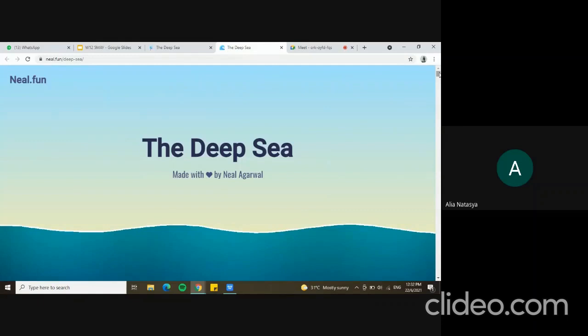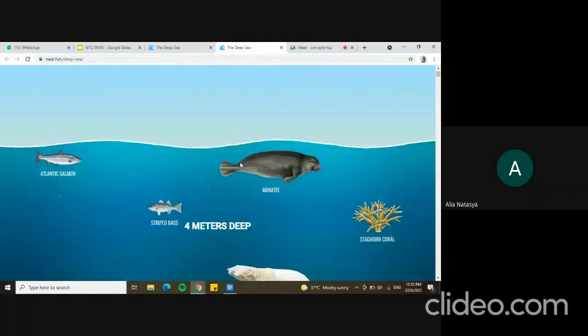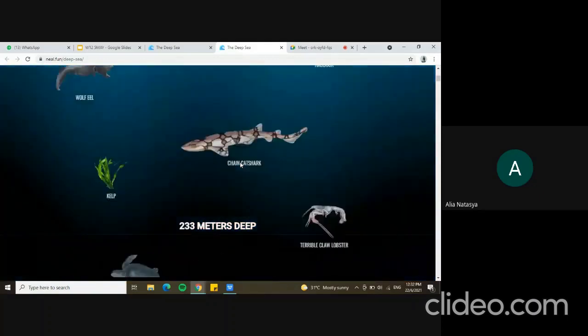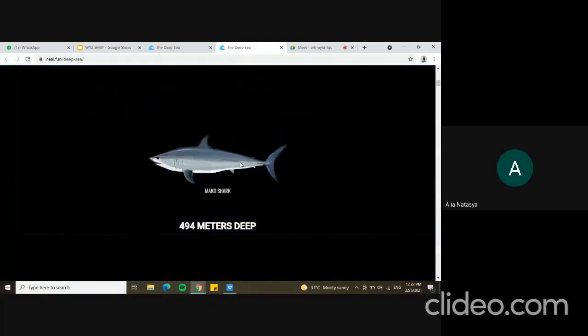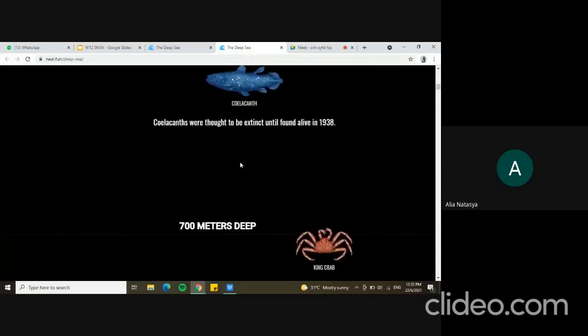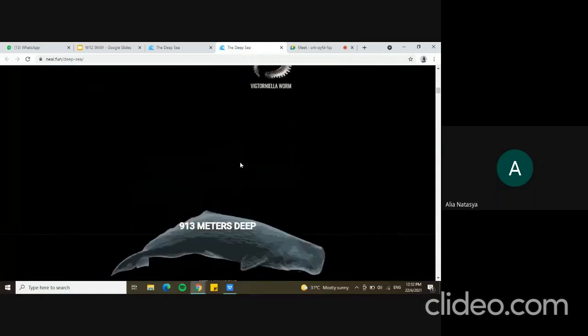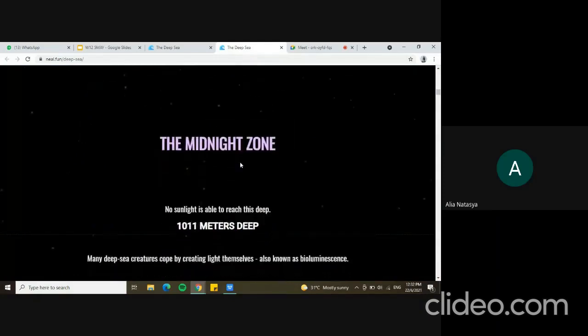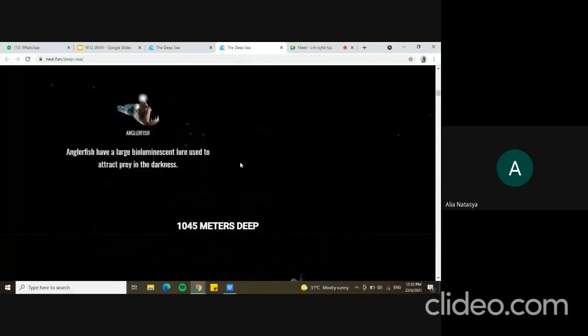In this website, it will enable pupils to explore together with the teacher how deep in the deep sea blockfish live. So pupils will stop the teacher once they start seeing blockfish. So at 100 meters deep, and 200, 300 and 400 meters, not yet. There's still no blockfish in sight. 800 meters, 900 meters, and as we enter the midnight zone, in which no sunlight is able to reach, pupils are still going to keep watching.